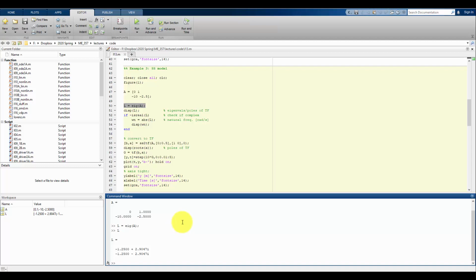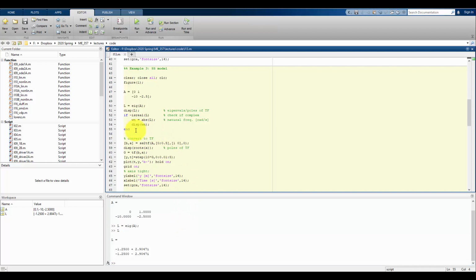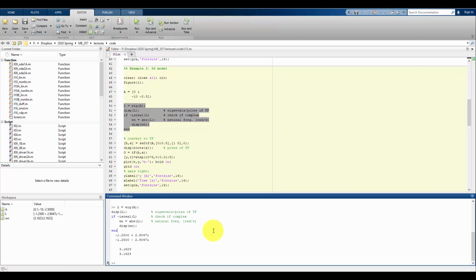So in the next segment here, I can find the natural frequency if I want, because if I know the eigenvalues, I also know the poles of the transfer function, and I know that the absolute value, or the magnitude, of the eigenvalues will be my natural frequency. So if I run this segment, this tells me my natural frequency is 3.16 radians per second. I won't use that directly in this problem, but it is good to know, and if I know the natural frequency, I can also find the damping ratio. Again, I won't do it for this problem, but for other problems, I might be interested in that.